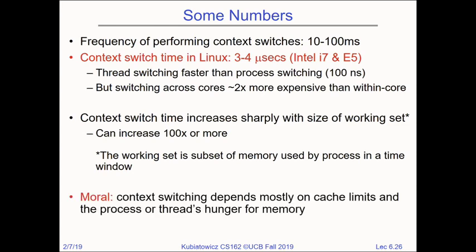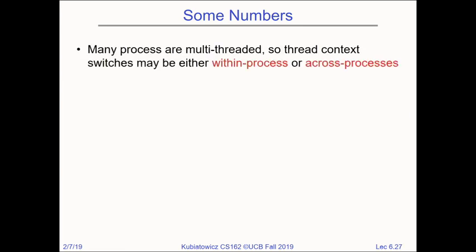So the moral of this slide here is just that context switching depends mostly on cache limits and the thread's hunger for memory, not so much on the actual instructions for the switching. Because if you looked at that switch routine I showed you last time, there aren't a lot of instructions in it. But the cache can be very expensive.